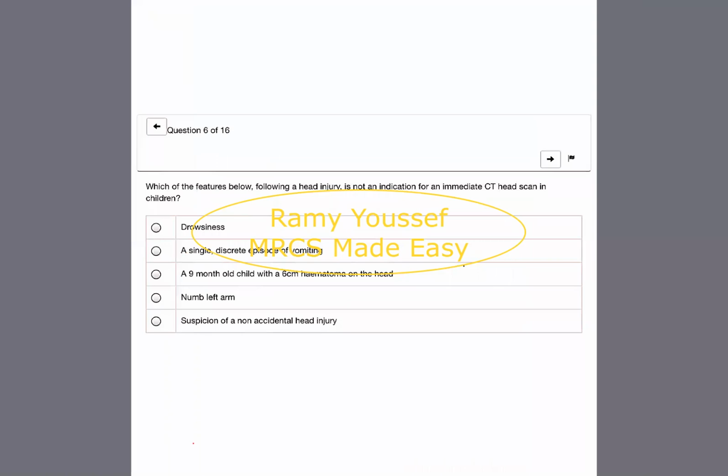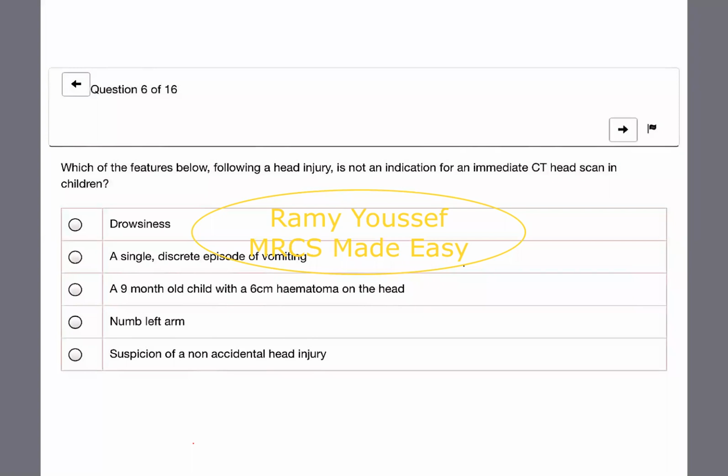Yeah. Next question. Which of the features below following a head injury is not an indication for an immediate CT head scan in children? Drowsiness, a single discrete episode of vomiting, a nine-month-old child with a 6-centimeter hematoma of the head, numb left arm, suspicion of non-accidental head injury. B, because it's more than one.